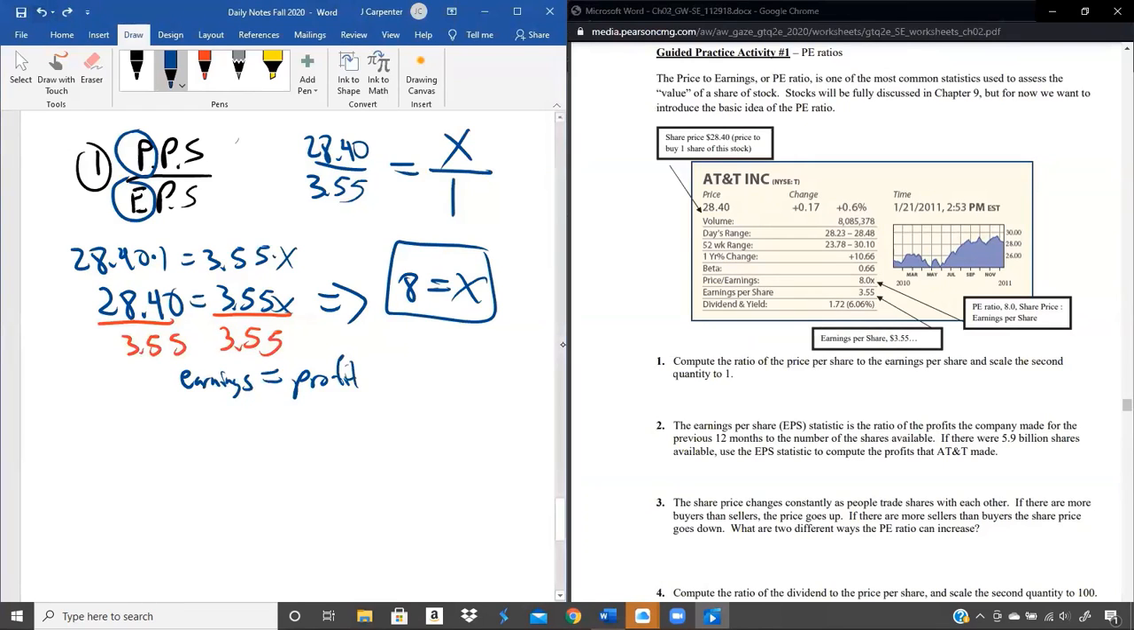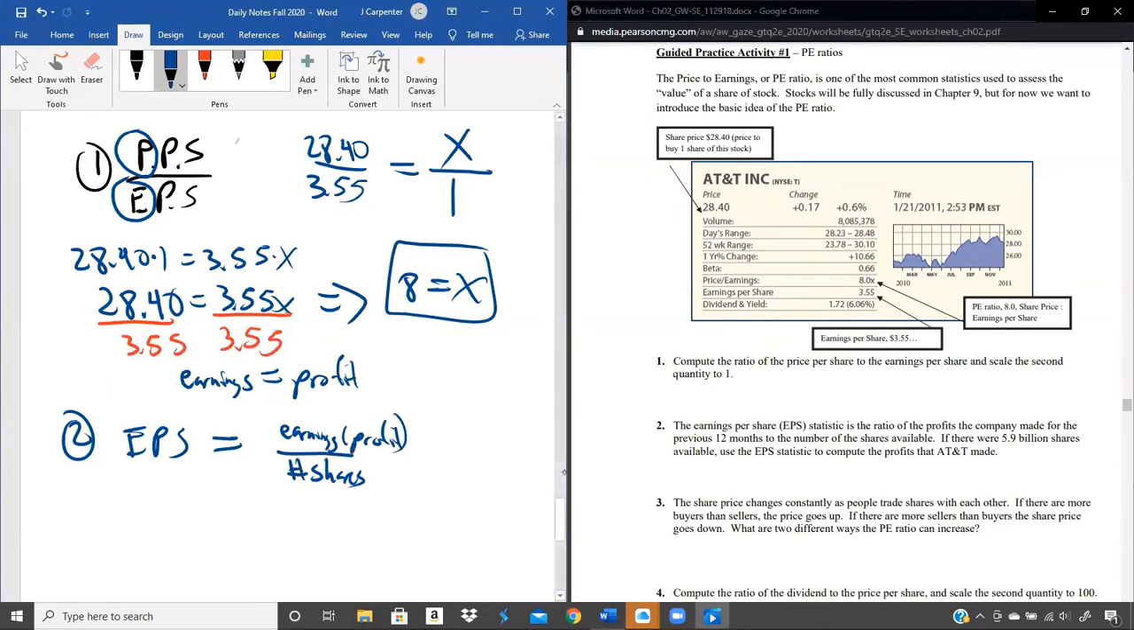So let's write out what this says. The earnings per share is, so this is number 2. The earnings per share means equals in math. Is always means equals. So the earnings per share is the ratio, so I'm going to make a fraction, of profits or earnings to the number of shares. So it's earnings, aka profit, over the number of shares.